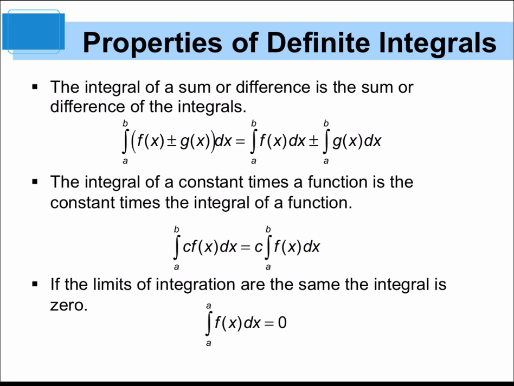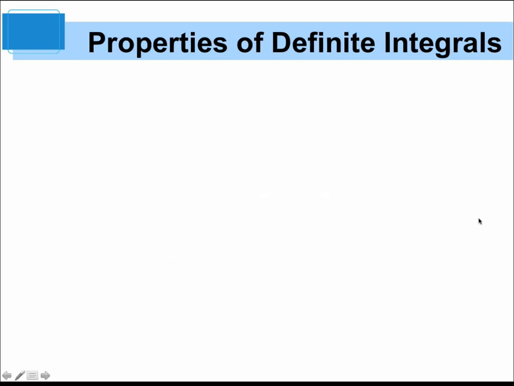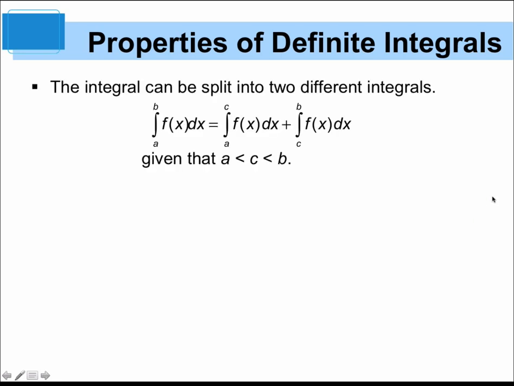What is c? Any number, a constant. Also notice when you take definite integrals, no plus c's anymore, because we're not generating another function, we're getting a number. So to give an answer like 23 plus c doesn't make any sense, so don't do that. We can also split an integral into two different integrals. Now this is easy to understand if I draw you a picture.